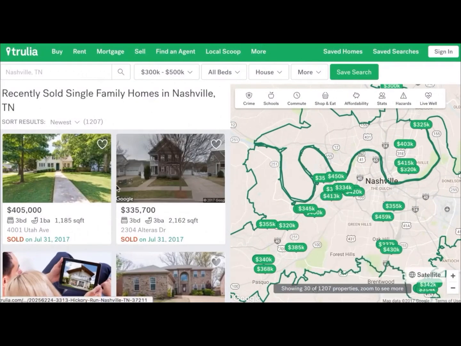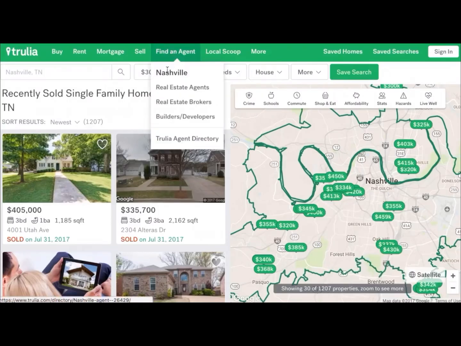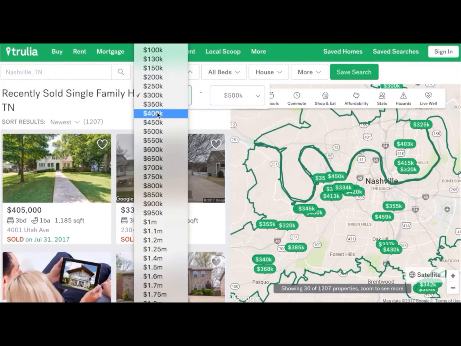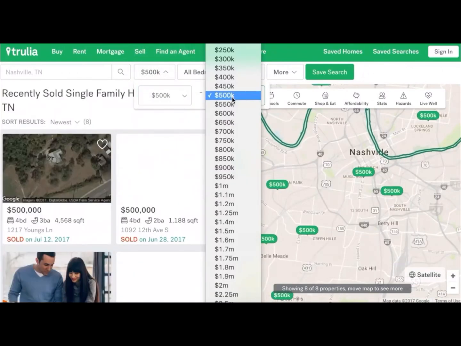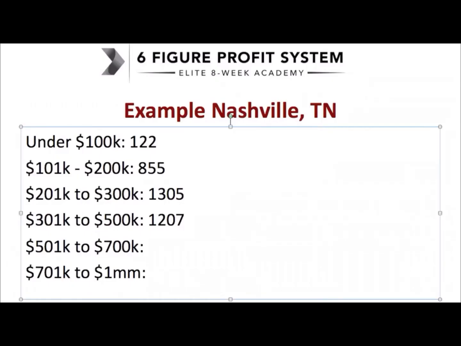And 300 to 500 has 1207. Let's go put 1207. And let's go back and do 500 to 700. So see what I'm doing? I'm just changing the minimum to 500, the maximum to 700. And it found 409.